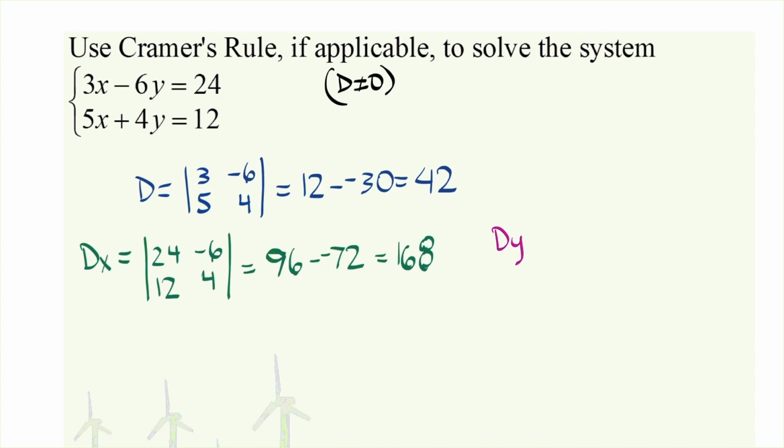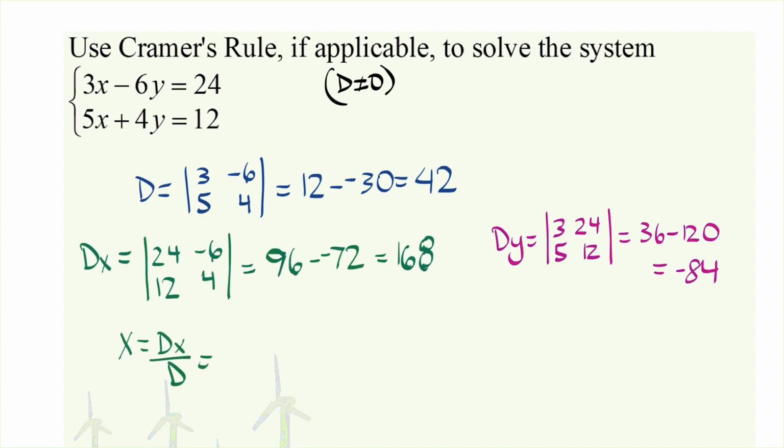We find dy by keeping the x coefficients the same and replacing the y coefficients with the 24, 12. So finding that determinant, I get 36 minus 120. That is going to be negative 84 for dy. We learned using Cramer's rule that x is dx over d. So that's 168 over 42. x is going to be 4.